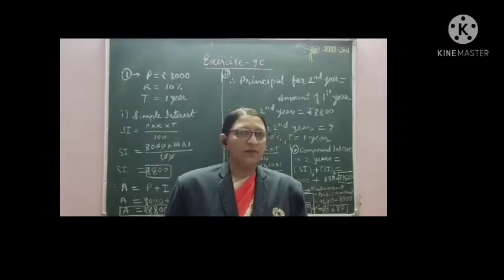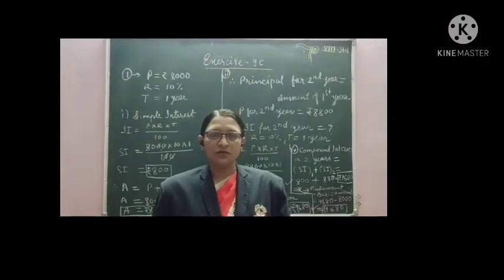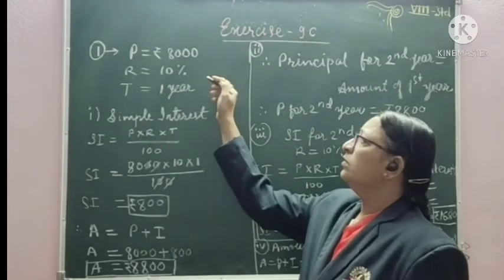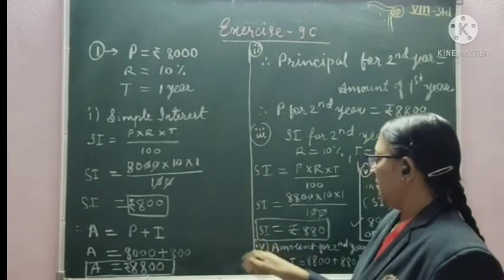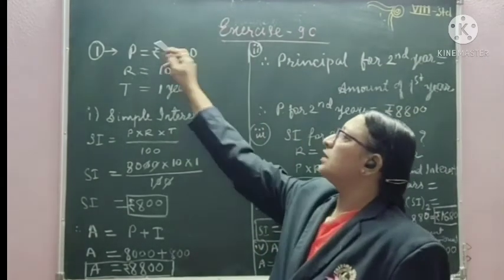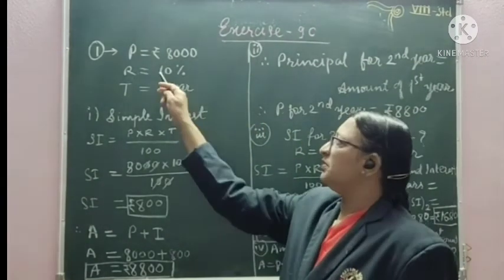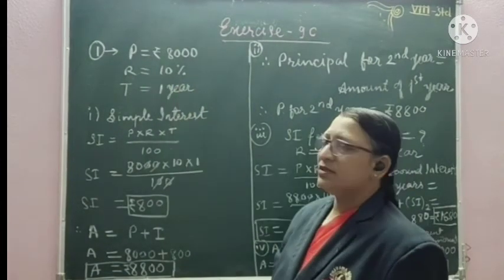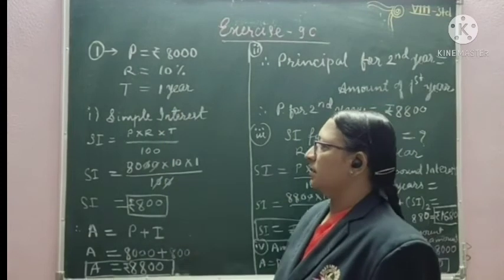Dear friends, let us begin exercise 9C. Question number 1. In this we have to find out 5 different things based on the given 3 quantities. Principal is given, rupees 8,000. Rate is 10%. Time is 1 year.